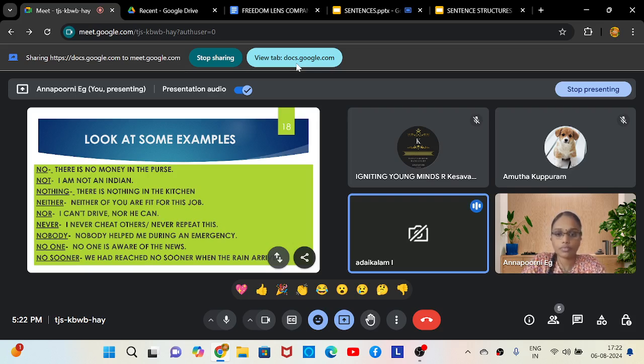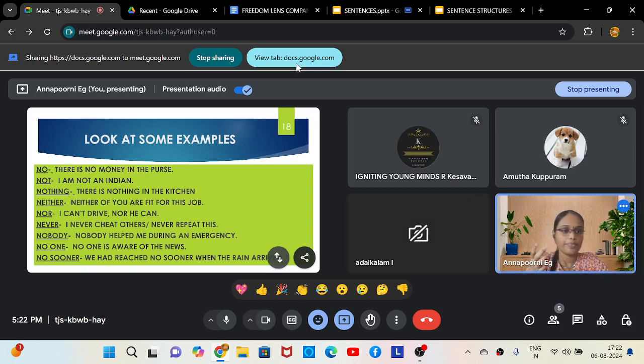We had reached no sooner when the rain arrived. Very good. So what is meant by no sooner? No sooner is a negative word, but it is used to show that something happened earlier than some other action. Actually, it is used in a positive context only. In this sentence, it means that we reached before the rain arrived. But it is a negative word. That is an exception in this language.